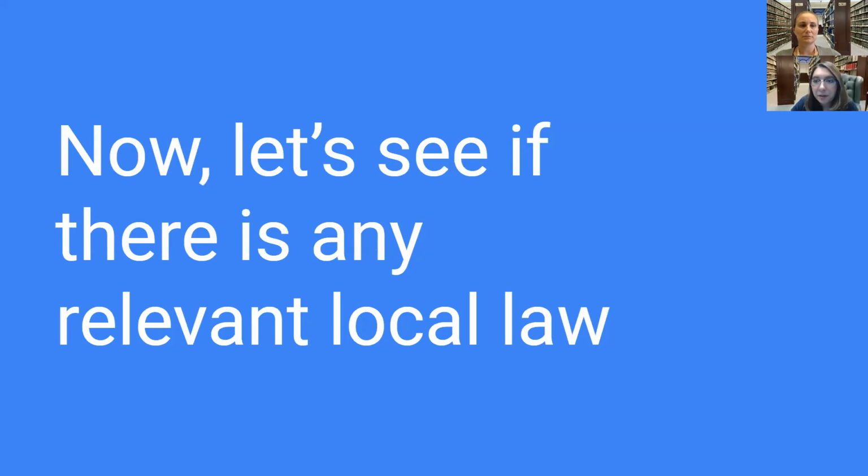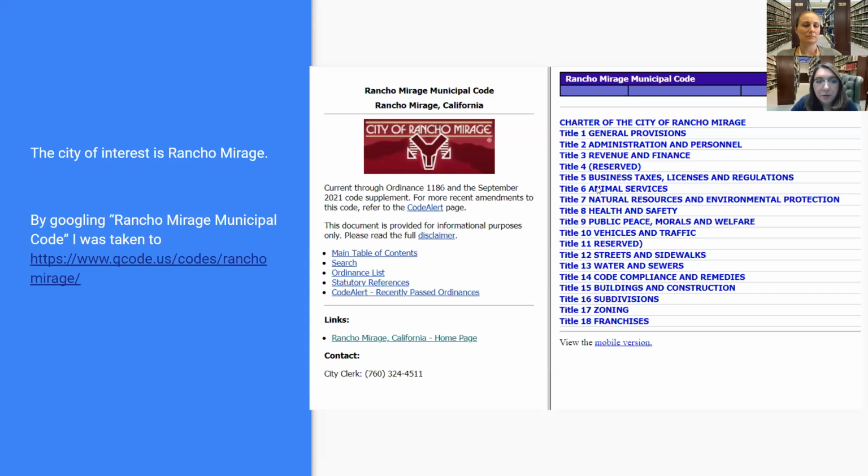So I remember in their question that they also asked for local law. So let's see. The question below also included the city of relevance, which was Rancho Mirage. So if you don't know, you could usually just Google the city in question. Let's say it's Rancho Mirage, let's say it's City of Riverside, things like that, and then add municipal code afterwards, and it's usually available online.